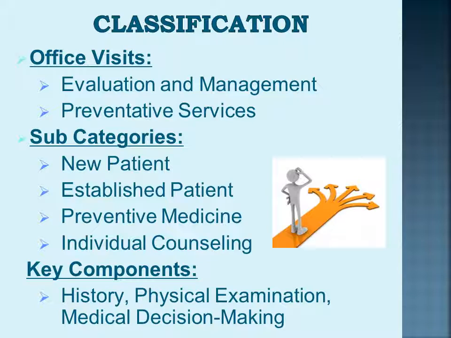There are 3 main components to every office visit that are critical in determining the level of service. And those key components are the history, physical examination, and medical decision making. These 3 key components are very important when selecting the appropriate level of E&M service that you have provided.